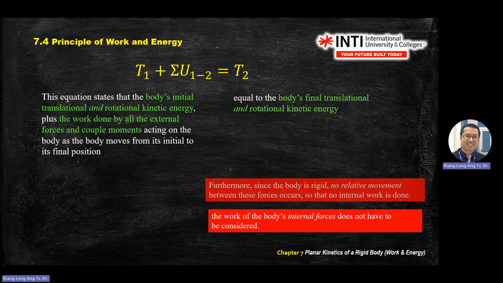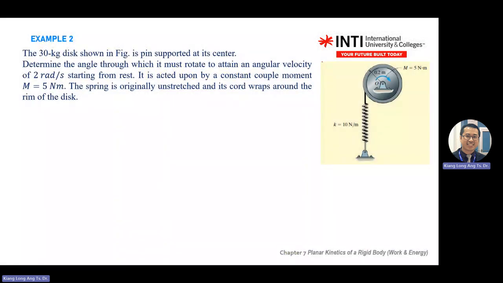Let's see it. So for a rigid body, you need to consider translation motion and rotation motion, which is given by this one, half mv square plus half omega square IG. And the right hand side will be the kinetic energy, work already explained. So let's see example 2. Now in example 2, you see there's a spring there also. There's a body, there's an O point.